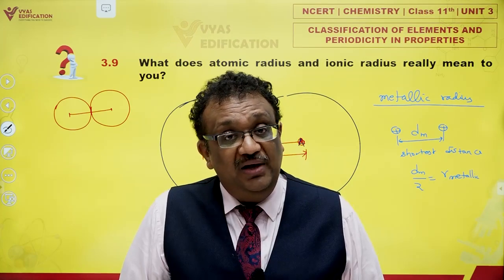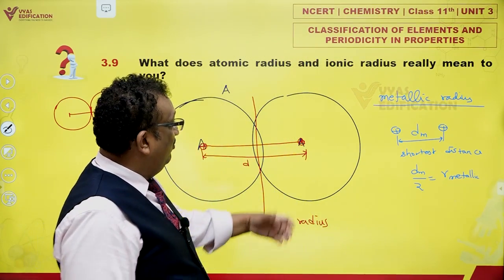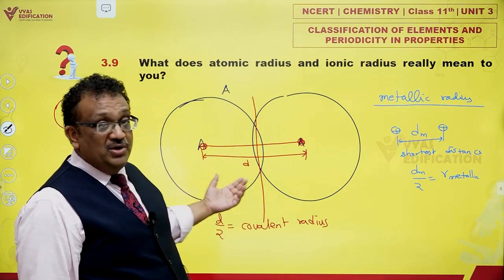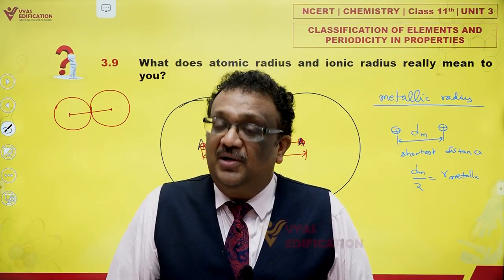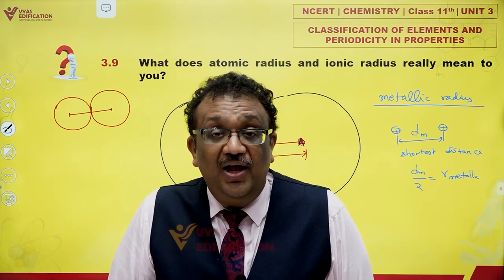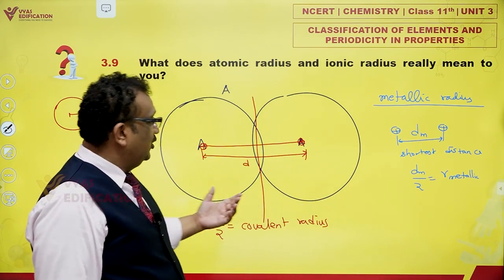Metals like sodium have also been found to make covalent bonds. So if you measure covalent radius in sodium and if you measure metallic radius in sodium, you would discover that they are different. But nonetheless, since there is no other way out, we just are left with these two methods, metallic radius and covalent radius.